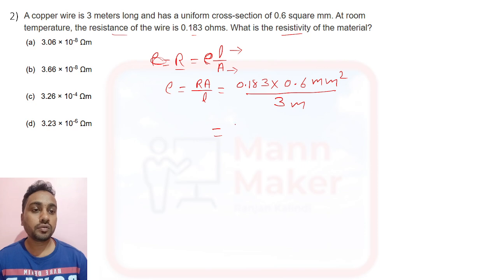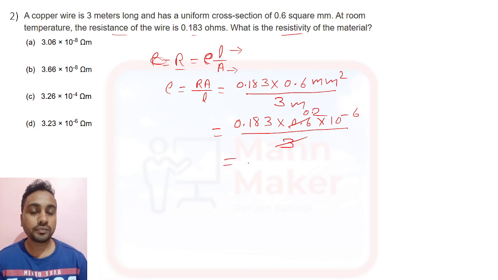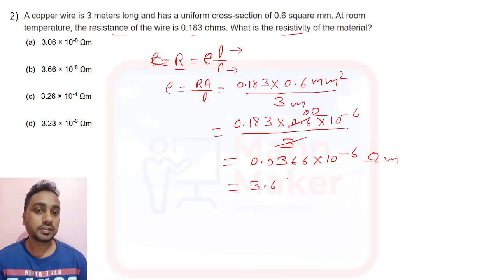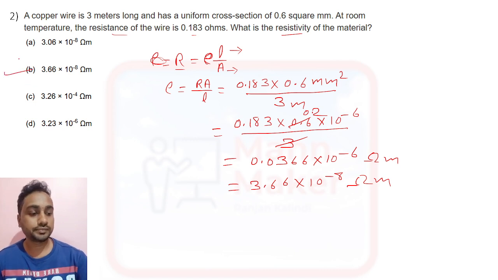Okay, so now we can solve this one. 0.183 into 0.6 into 10 to the power minus 6, divided by 3. If you calculate this one, it will come to 0.0366 into 10 to the power minus 6 ohm meter. Or we can write 3.66 into 10 to the power minus 8 ohm meter. Okay, so from here option B will be the right answer.